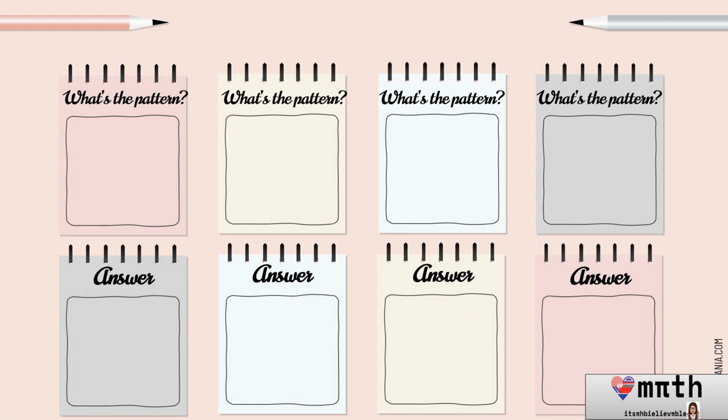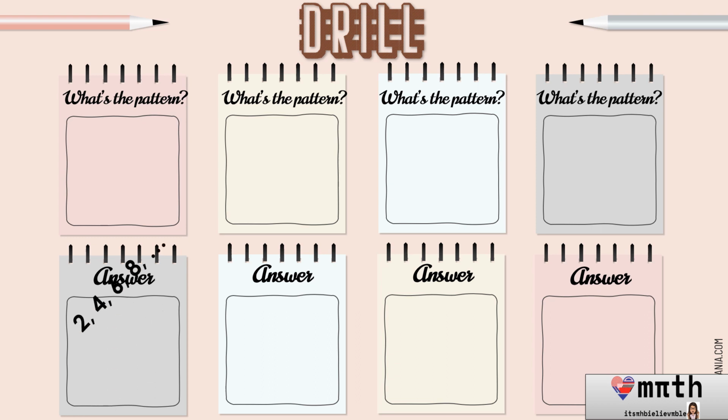Before we proceed with our discussion, let's have first a simple drill. This drill is what you call what's the pattern. So you're going to look for the pattern of the given sequences. For number 1, we have the sequence 2, 4, 6, 8. What is the pattern? As you notice, the pattern is we just add 2 to get the next term.